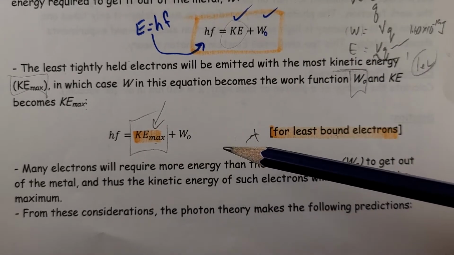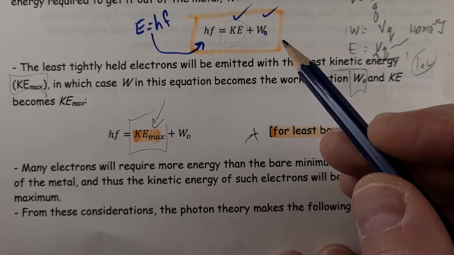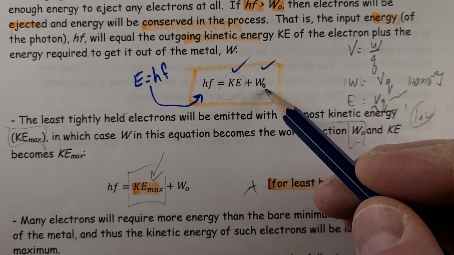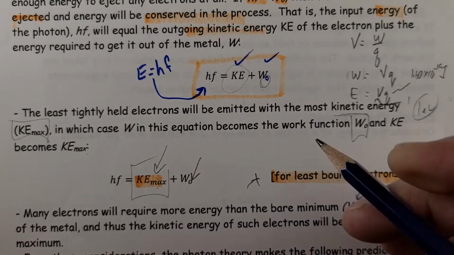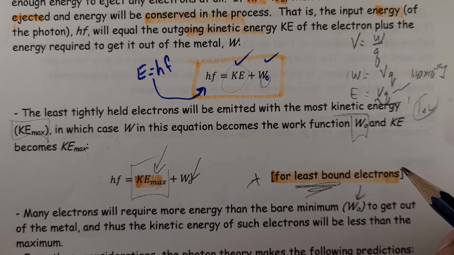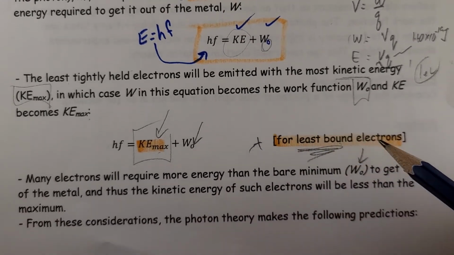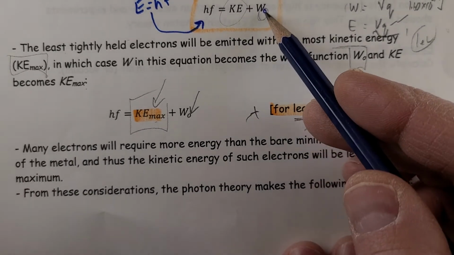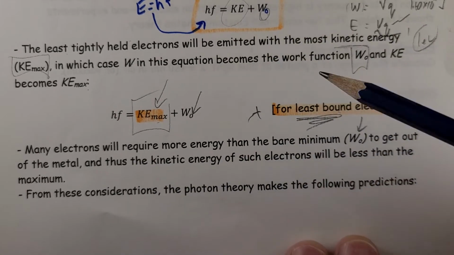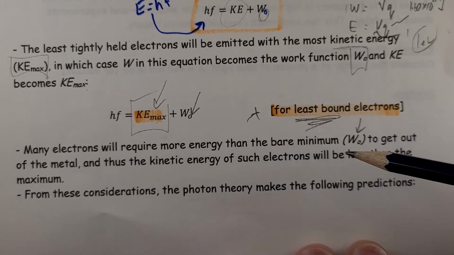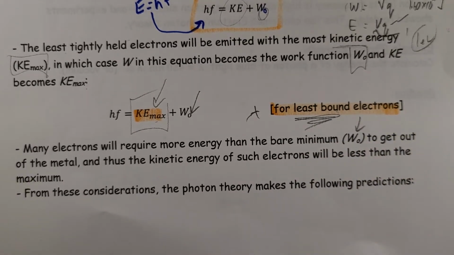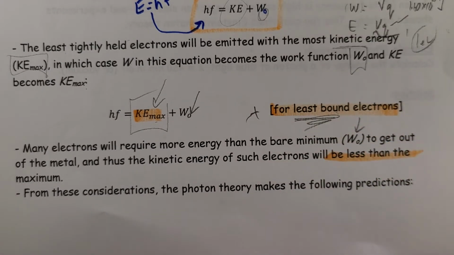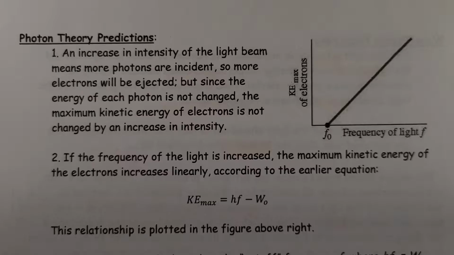Many electrons will require more energy than that bare minimum. So yes, using that W naught here, technically you use it when we know that it is for the least bound electrons, or when I'm figuring out information about the least bound electrons. So that's technically when I assign it W naught. So many electrons require more than that, and thus the kinetic energy of such electrons will be less than that maximum amount. From these considerations, the photon theory makes the following predictions on the next page.